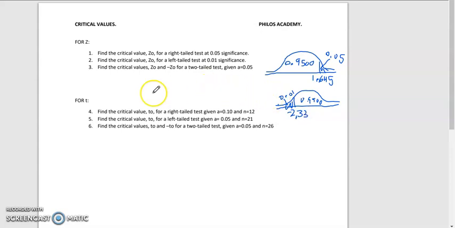Now let's go to question 3. Question 3 says, find the critical values z sub 0 and negative z sub 0 for a two-tailed test given alpha equals 0.05. Alpha is the same as the level of significance. So to solve this one, please pay attention to this. This is a two-tailed test. How you go by it is quite different from how we did the other one.